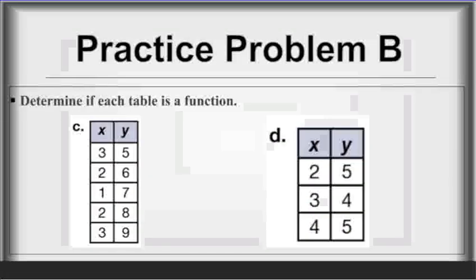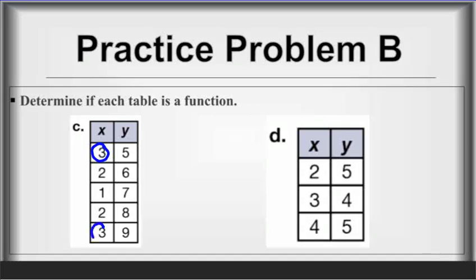Next problem, determine if each table is a function. So now here, I'm going to check my x values. I have a 3 here, I have a 3 here, but are my y's the same? This one has a 5, this one has a 9. Since they're not the same, this is not a function, because I can't put a 3 in an equation and get a 5 one time, put a 3 in that same equation and get a 9. That's impossible. Same thing with this 2 here and this 2 here. They give me two different y values. So that is not a function.